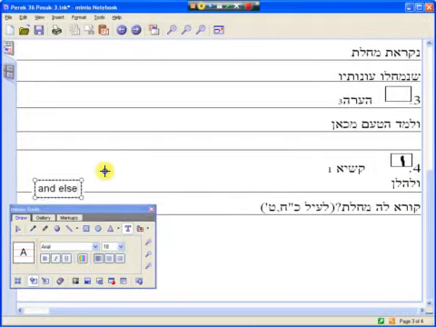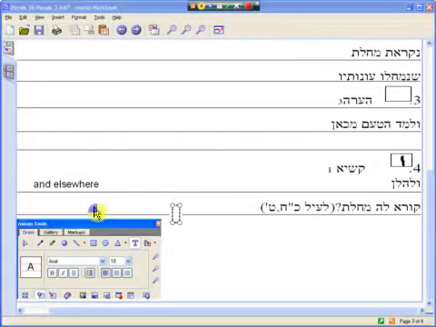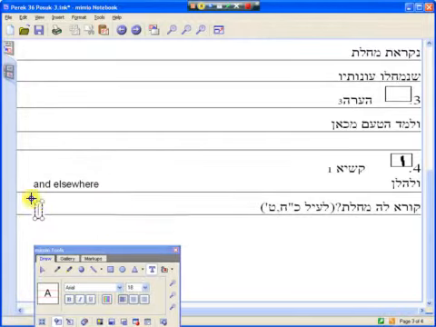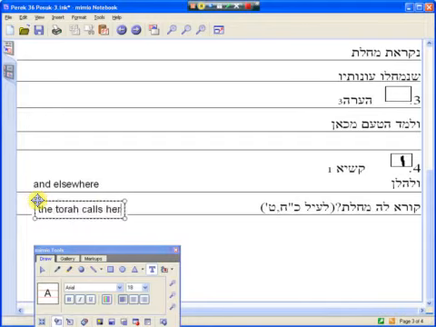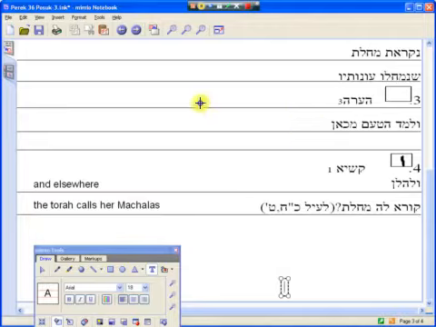And elsewhere the Kaira la Machlas. The Torah calls her Machalas. And that's already number one. The Kasha is done now in the test.